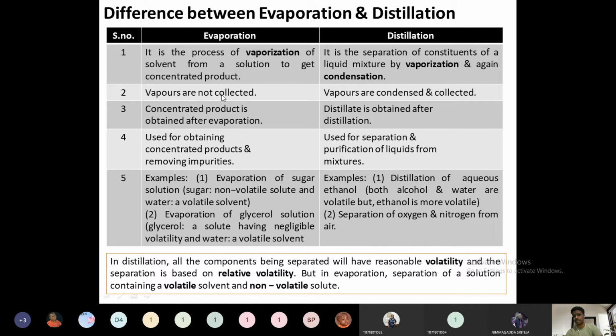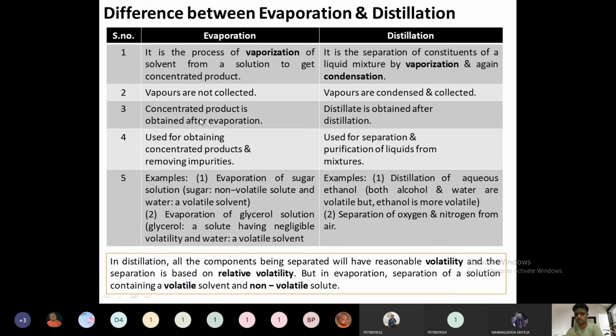So vapors are not collected in evaporation, because the example I already gave is juice concentration. In juice concentration, whatever water is obtained is just left to the atmosphere. Vapors are useless in the evaporation process, whereas in distillation, vapors are the main products. They will be collected as a distillate and condensed in order to produce a more useful product. Usually in distillation, the distillate, which is the top or vaporized product, is our main product. So vapors are condensed and collected, whereas in evaporation we never collect the vapors.